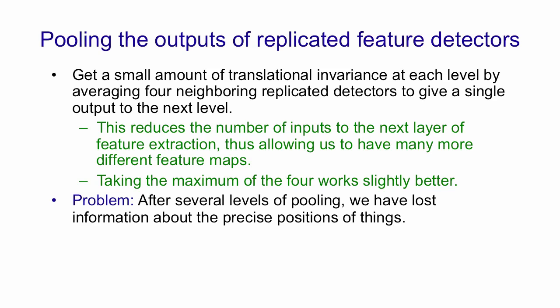But there is a problem, and the problem is that after several levels of doing this kind of pooling, we've lost precise information about where things are. That's okay if we just want to recognise that there's a face.